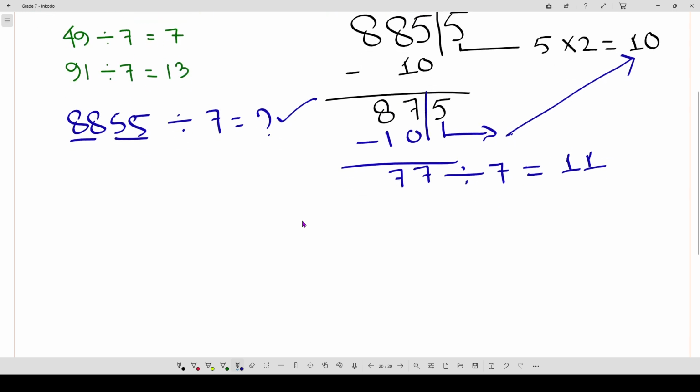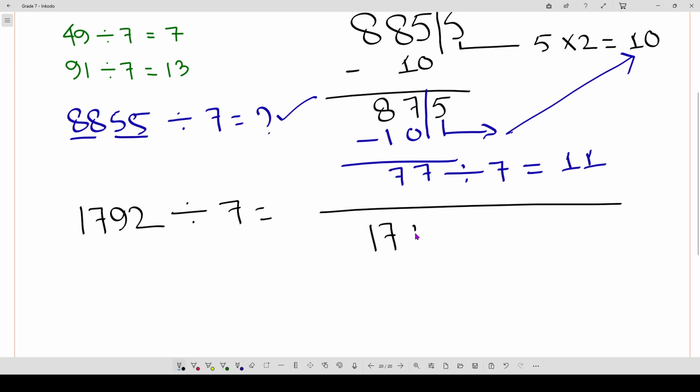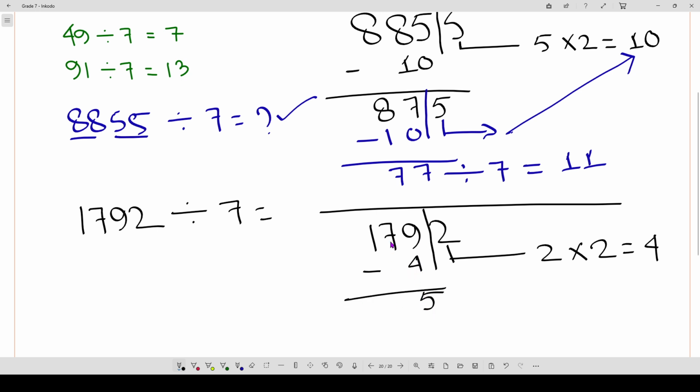So one more practice, like suppose 1792. Is it divisible by 7? Let's check. First, 1792. The last digit is 2. We will double it. So 2 times 2, it will be 4. Now we will subtract it from the rest of the number, which is 179. 9 minus 4 is a 5. Here is a 7. Here is a 1.